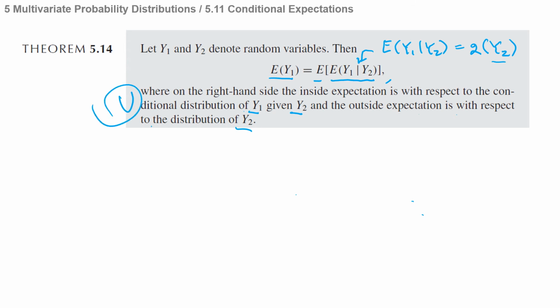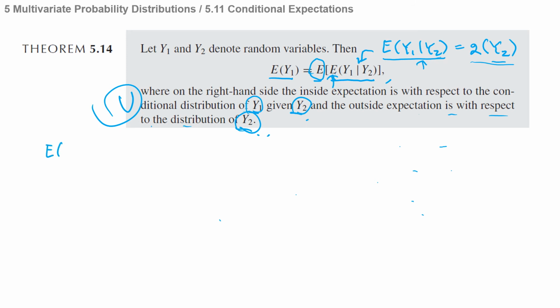So the inside of the first expectation is with respect to the conditional distribution of y1 given y2, and the outside expectation is with respect to the distribution of y2. It is important to know that the expected value of y1 given y2 is a function of the random variable y2, so it's something like g of y2. Okay, let's try to solve it.